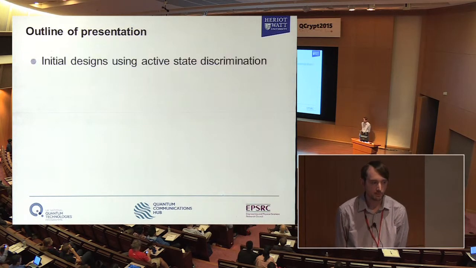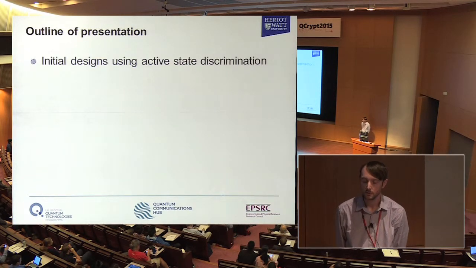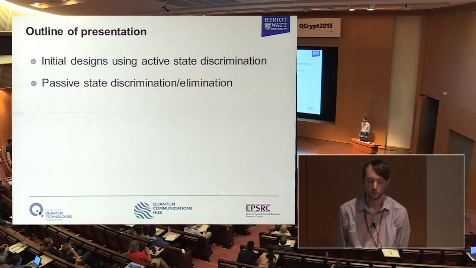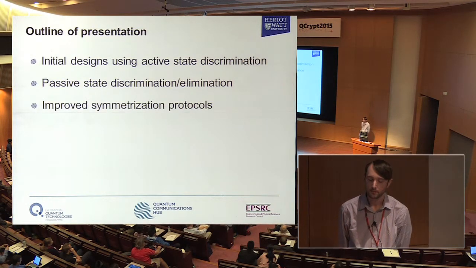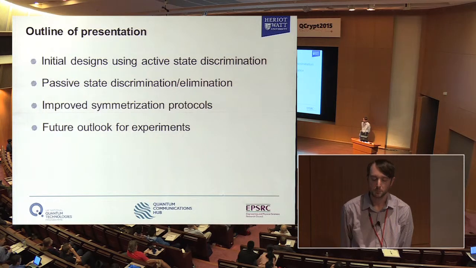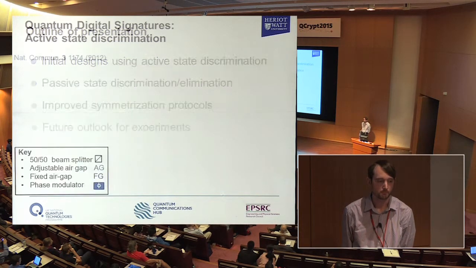So in this presentation, I'll start by looking at what we used, which used what we call active state discrimination, and I'll explain what that means when we get to it. Then passive state discrimination, which was the unambiguous state elimination or unambiguous state discrimination that you saw in the previous talk. Then some improved symmetrization protocols, which allowed us to go to longer distances. And then finally, I'll wrap up by just looking at a future outlook for experiments that we're looking to do.